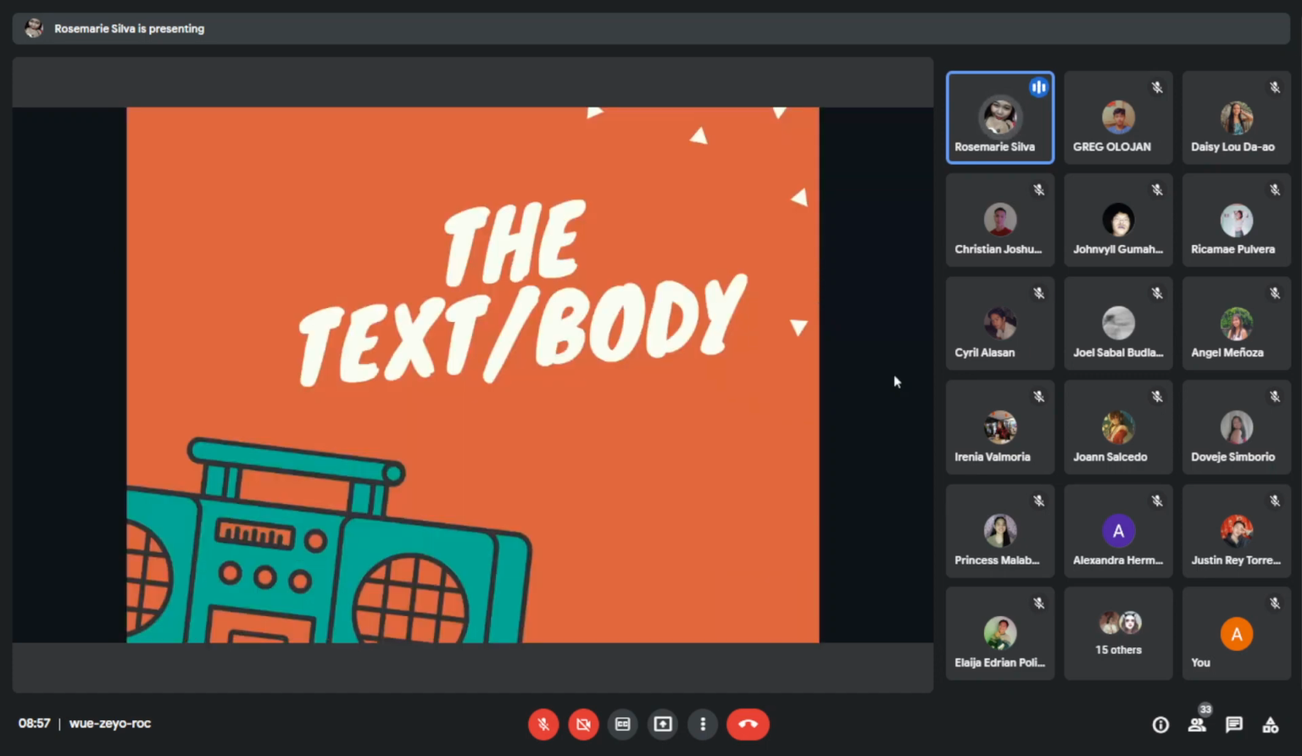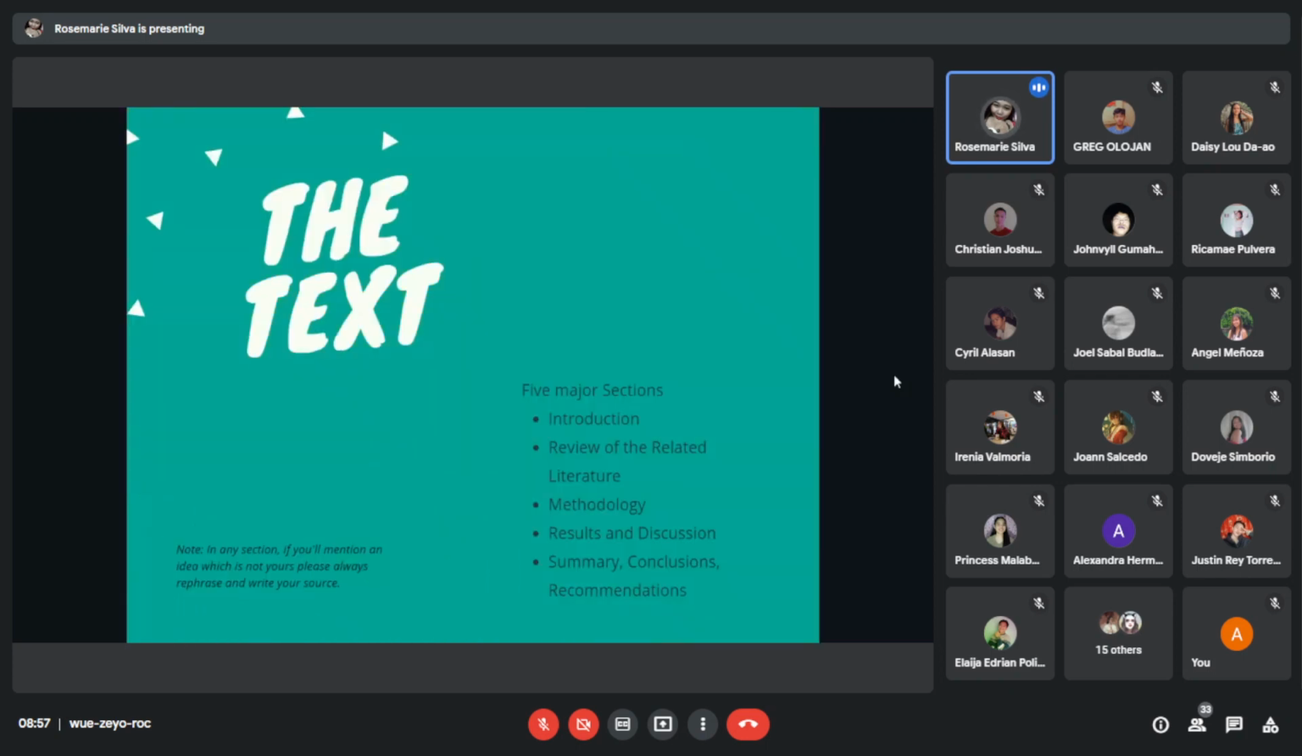Now, let's discuss more on the body. Later na tayo mag-discuss doon sa preliminaries and sa references. Unahon nato siya ang body sa inyong research paper. In the text or the body of the research paper, we have 5 major sections. The first chapter, which is the introduction. The second chapter, which is the review of related literature. Third is the methodology. Fourth is results and discussion. And the last one is summary, conclusions, and recommendations.